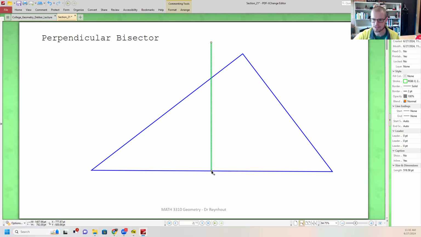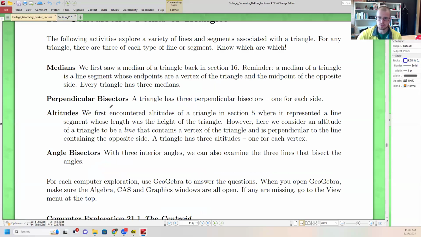It could technically be a line that extends in both directions. That's also fine. In fact, that will probably be necessary when we look at the concurrence, that is the intersection of the 3 of them. So again, we have this for this side. We could do the same thing for this side, and we could do the same thing for this side to give all 3 perpendicular bisectors. 1 perpendicular bisector for each side. Excellent. Altitudes. What is an altitude?